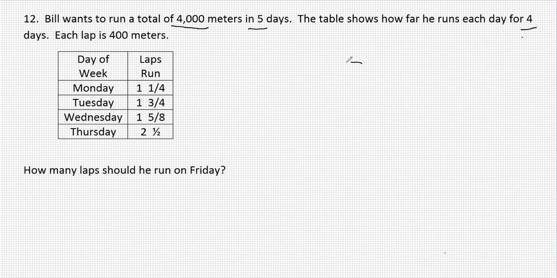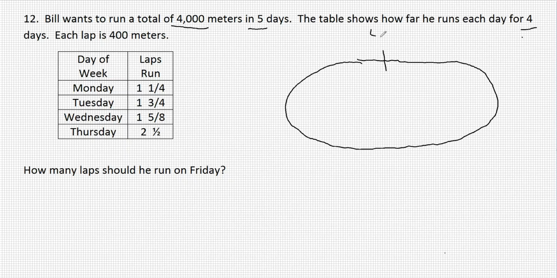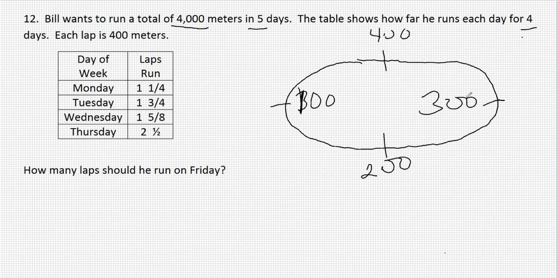First thing I think we need to do is go ahead and draw what represents the track. If we realize that's 400 meters, we would know that halfway would be 200, a quarter of the way would be 100, 3/4 of the way would be 300. Now, if he goes 1 1/4 lap, that means he goes 400 plus another 100, which is 500. If he goes 1 3/4, we know it would be 400 plus 300, which would be 700.